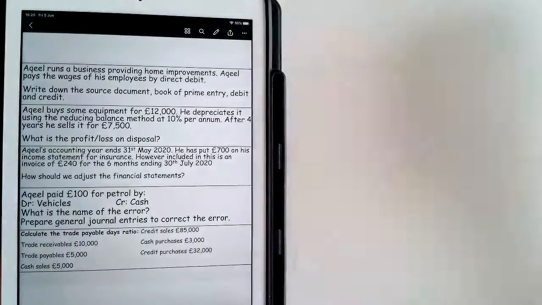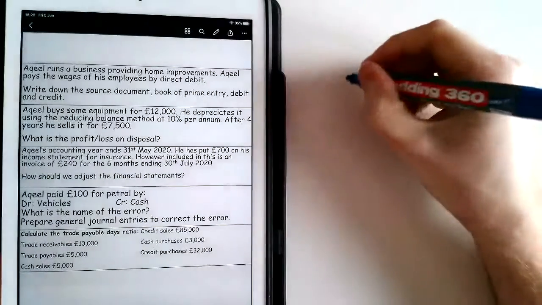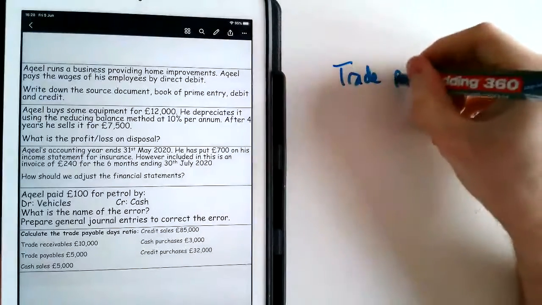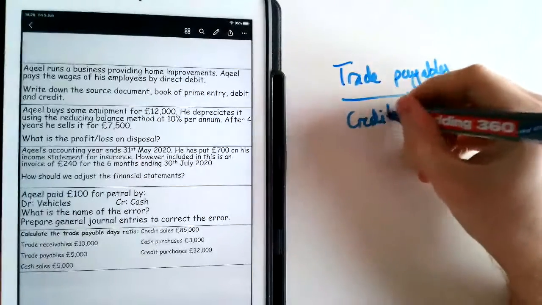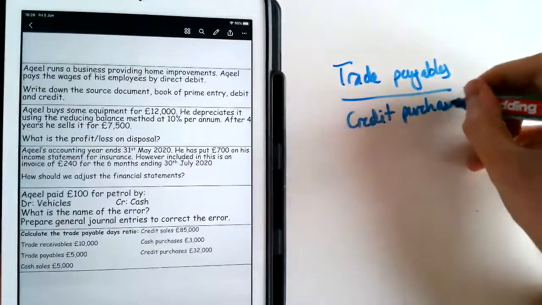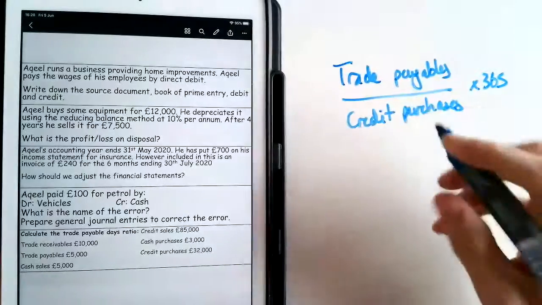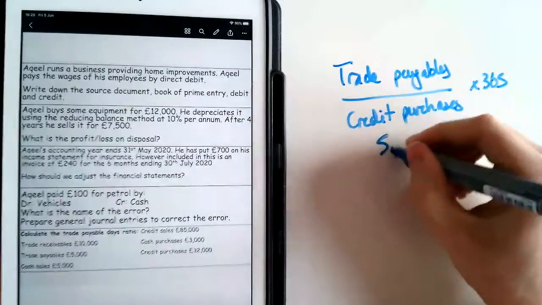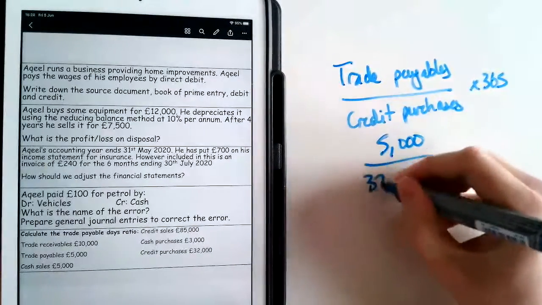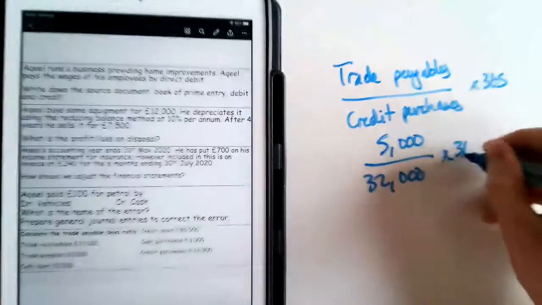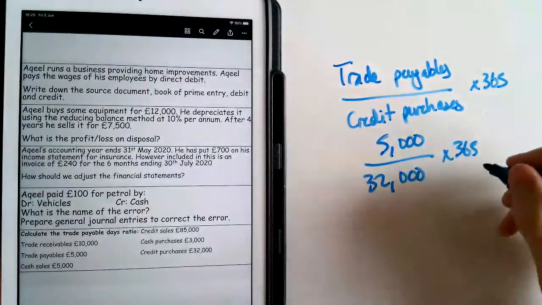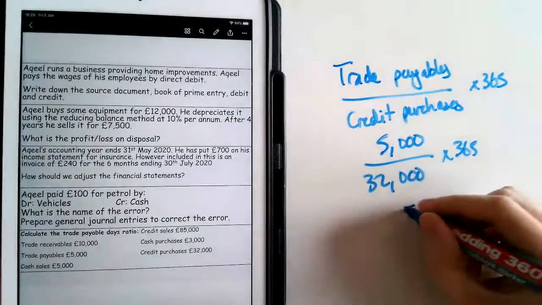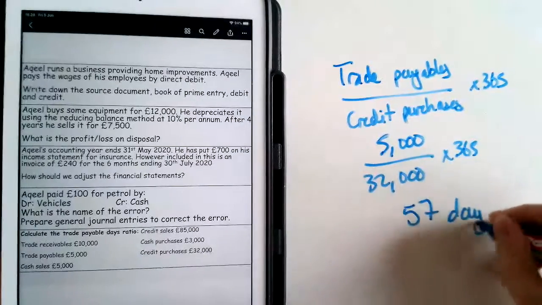And the last one, trade payable days ratio. So the formula is trade payables divided by credit purchases times 365. So that is 5,000 divided by 62,000 times 365. Type it in your calculator and you get 57.03. So round it to the nearest day to get 57 days.